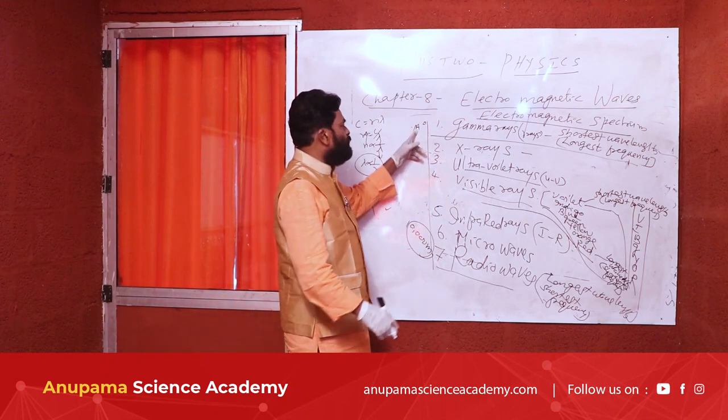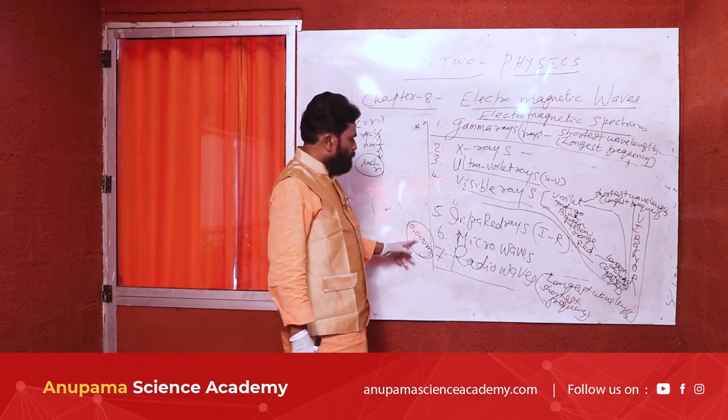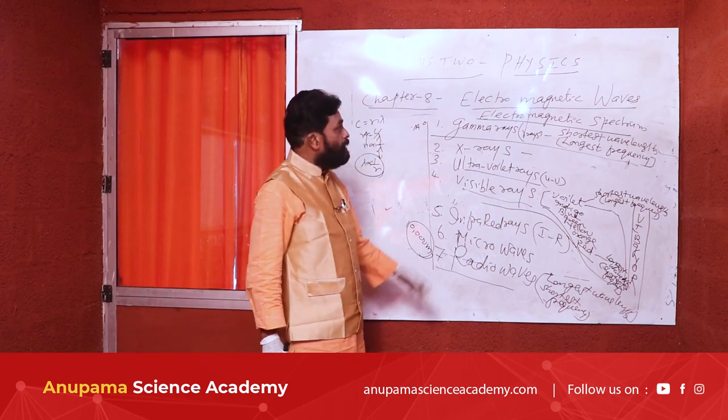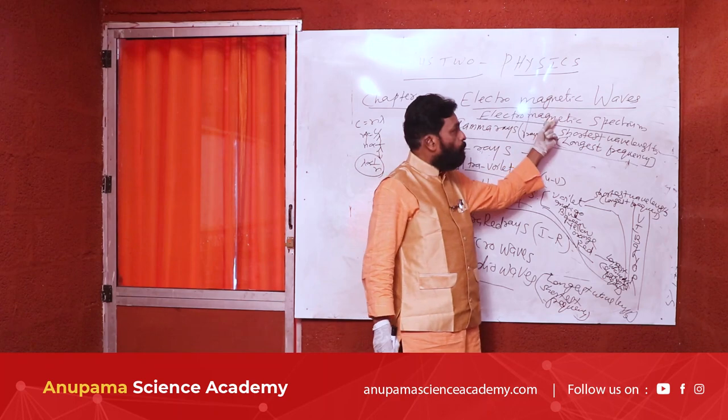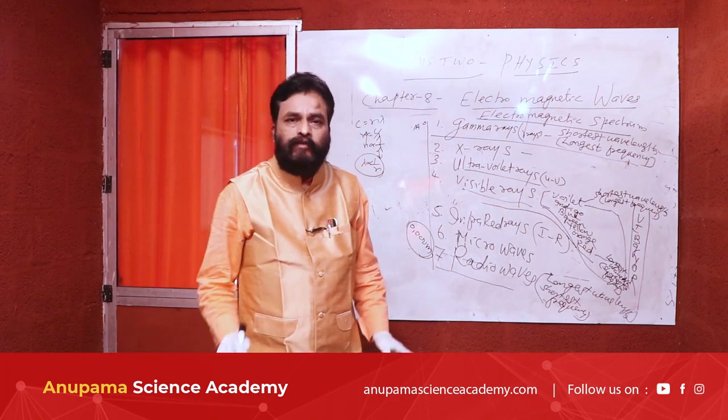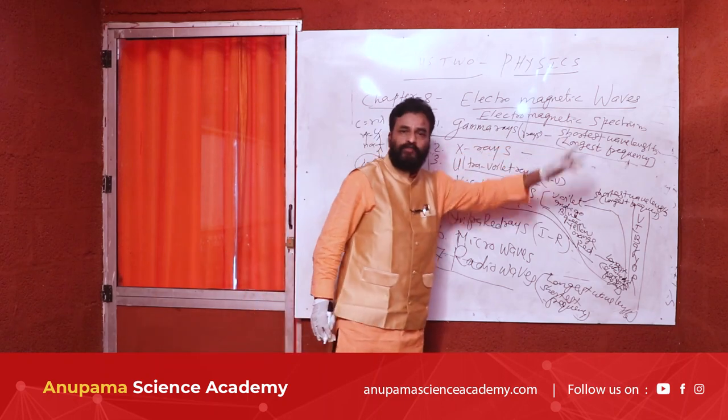The shortest wavelength is 0.1 Angstrom unit. For radios, it is about 10,000 meters. The entire range is called electromagnetic spectrum because these radiations are propagated in the form of electromagnetic waves.